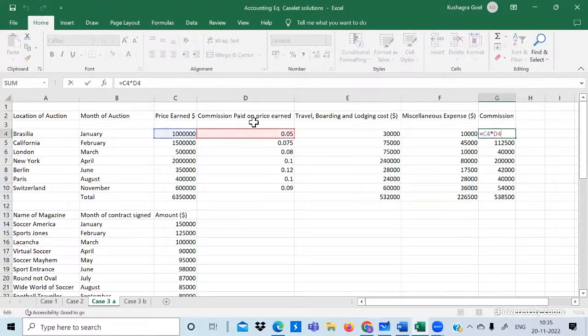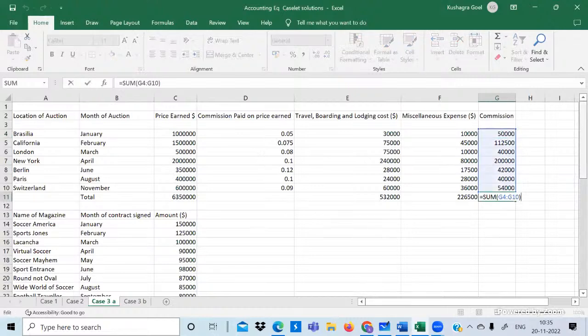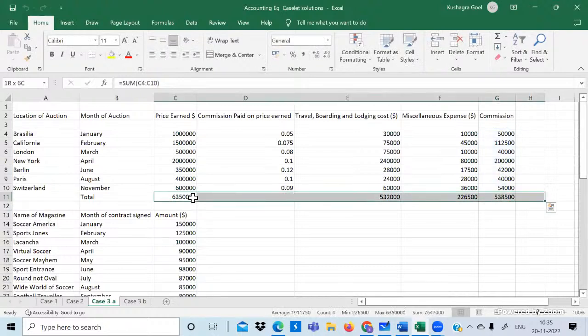So I'm saying, okay, you're paying a commission of 5% on 10 lakhs. So how much is that? That's 10 lakhs into 5%. I get a figure of 50,000. Similarly, I do it for the other percentages, and I calculate the total amount of commission which is to be paid. So any doubt with the total numbers, be it for the commission, miscellaneous expense, boarding and lodging, or the total revenue that she's earning, which is given in table number 1?